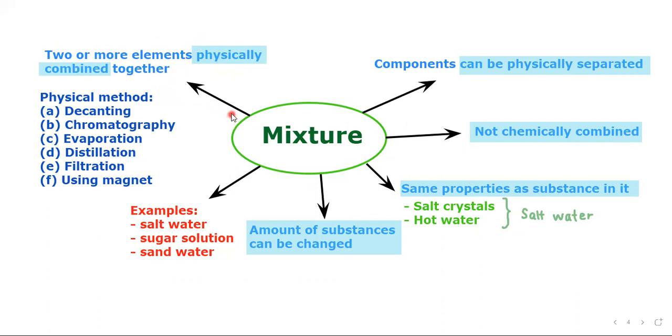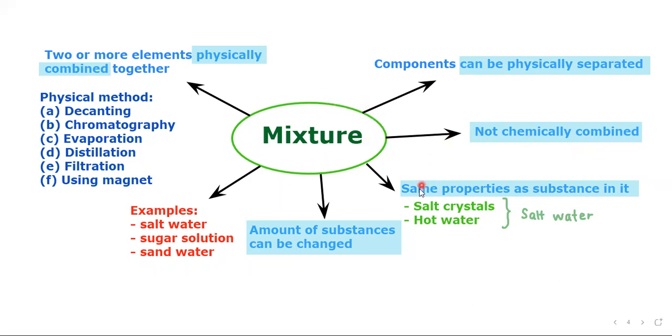Okay, what do you understand about physically combined? Physically combined means these are separated by physical methods. So first, you can use the decanting method. Okay, chromatography method, evaporation method, distillation method, filtration method, or you can use the magnet method to separate the mixture. Besides this, mixture can be physically separated as I said just now, and they are of course not chemically combined because they can be physically separated.